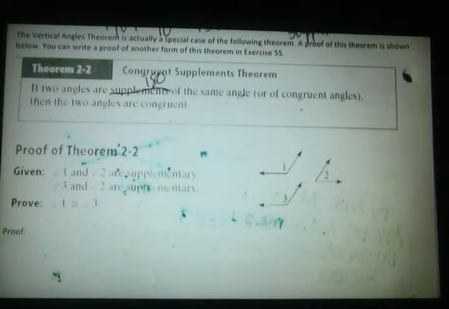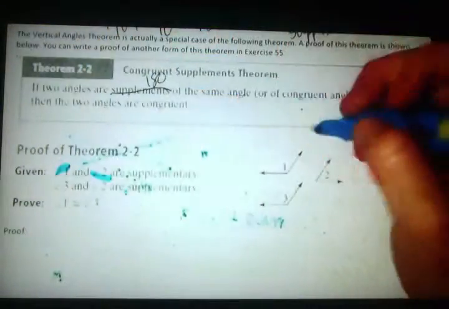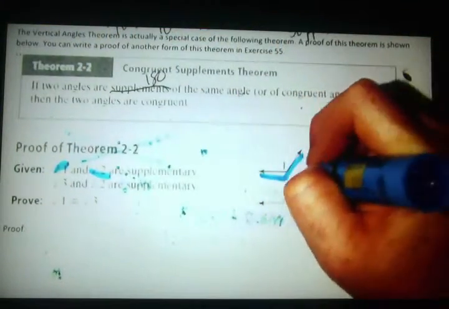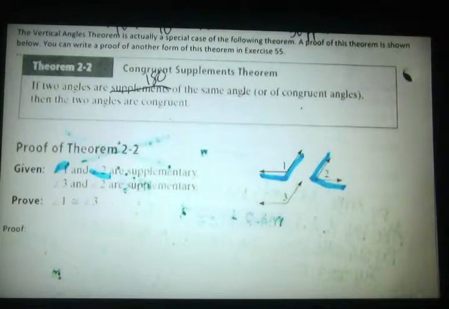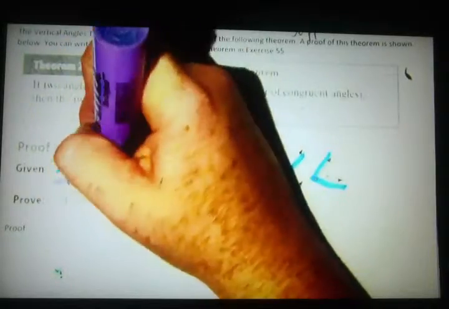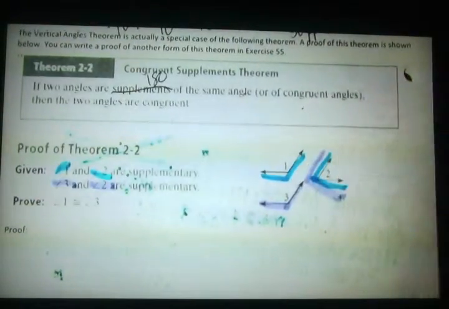Alright, so let's look at an example. Angle 1 and angle 2 are supplementary. So this angle plus this angle is 180 degrees, right? Angle 3 and angle 2 are supplementary. From here, prove that angle 1 is congruent to angle 3.